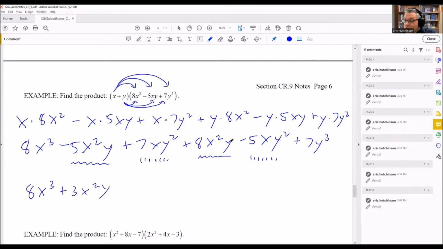Then I have these two, 7xy squared minus 5xy squared. 7 minus 5 is a 2. So I have 2xy squared, and I have plus 7y cubed. That would be the answer.